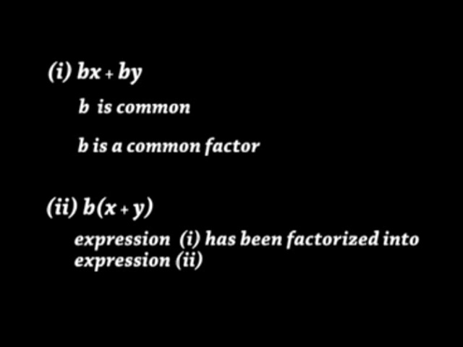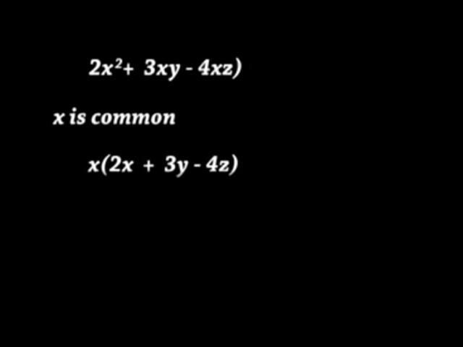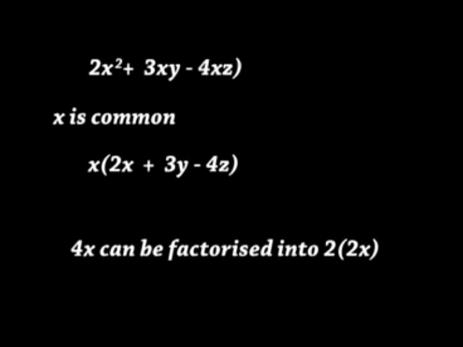Now look at 2x squared plus 3xy minus 4xz. x is common to all terms, and hence we can have x into (2x plus 3y minus 4z). 4x can be factorized into 2 into (2x).